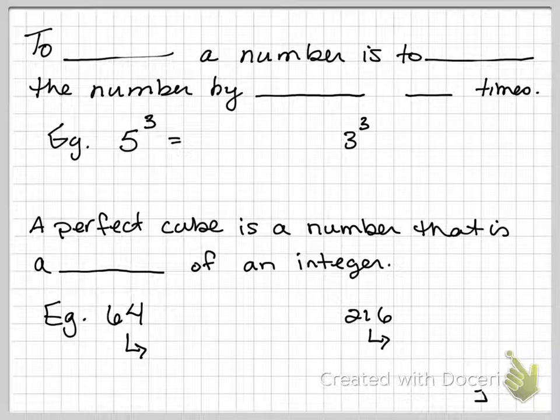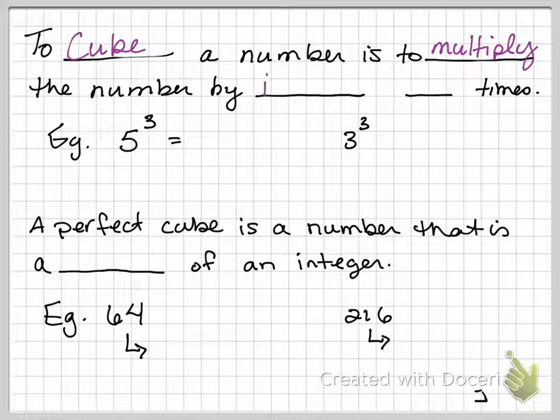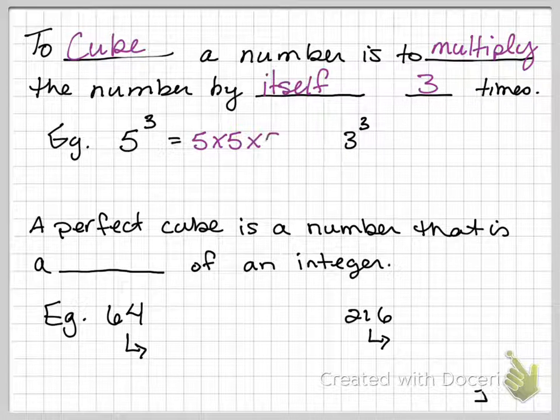So let's apply this to the question, what does it mean to cube a number? Well, to cube a number means to multiply that number by itself 3 times, because a cube is a three-dimensional shape. That's why we use the term cube, to talk about the fact that we're taking a number and multiplying it by itself 3 times. So if I'm looking at 5 cubed, this would be 5 times 5 times 5.